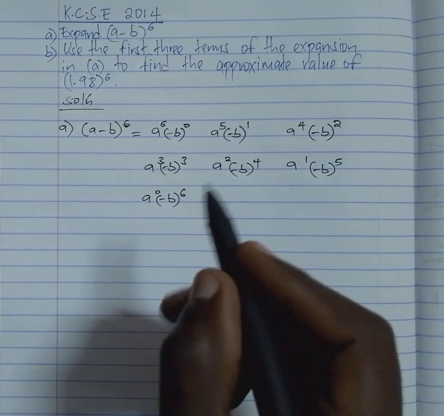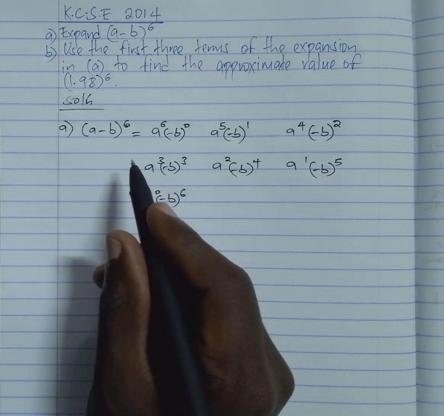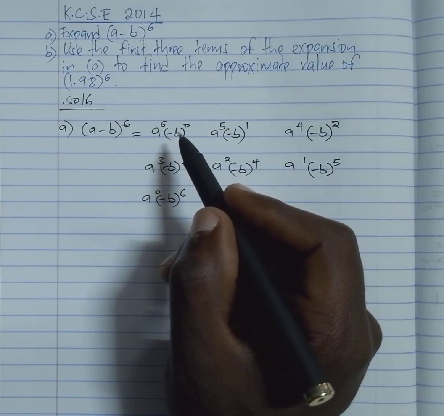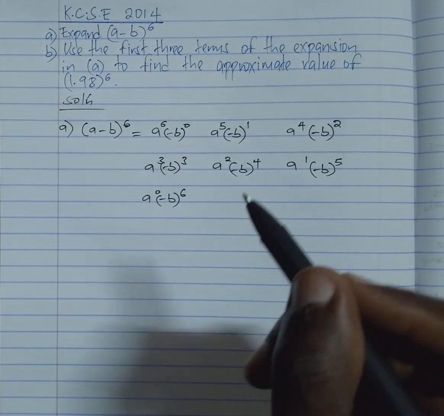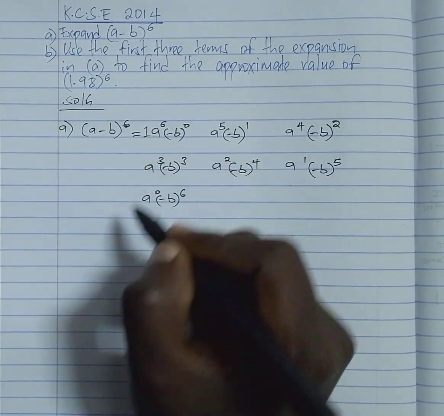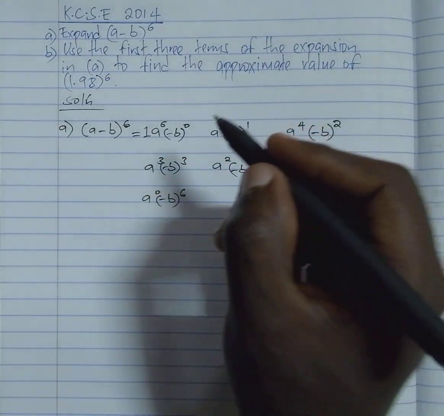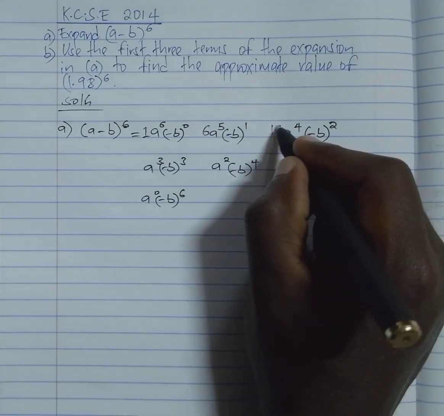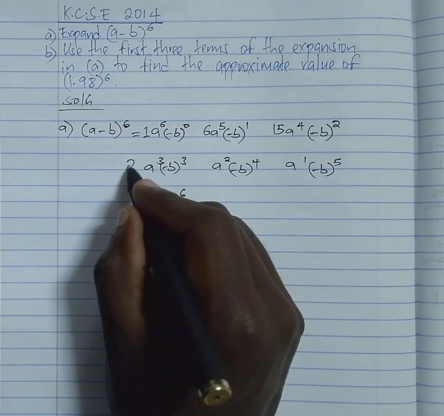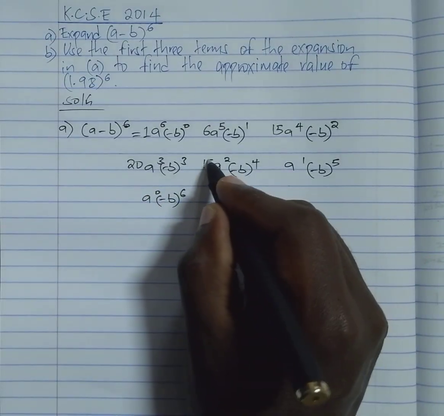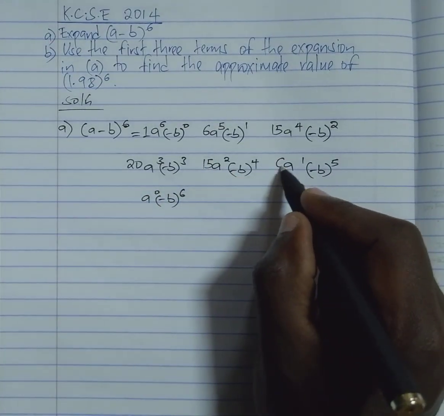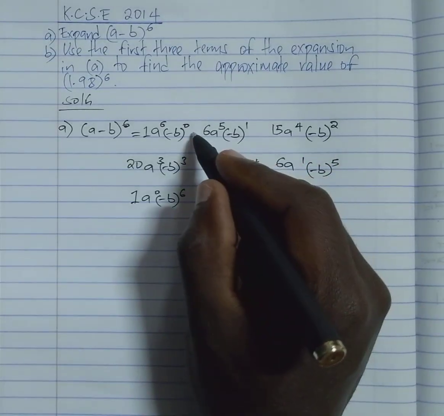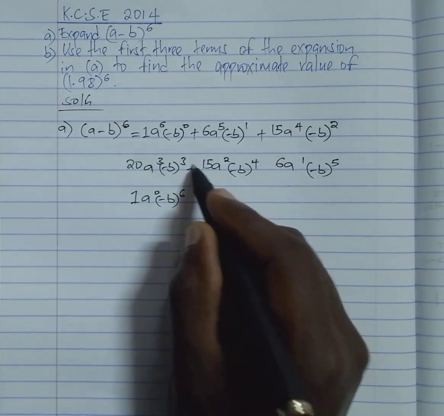Afterwards, you look for the binomial coefficients on your logarithmic table. For 6, we have the first one as 1, the second one is 6, the third one is 15, the fourth one is 20, the fifth one is 15, the sixth one is 6, and the seventh one is 1. After this, the next step, you add all of the terms.